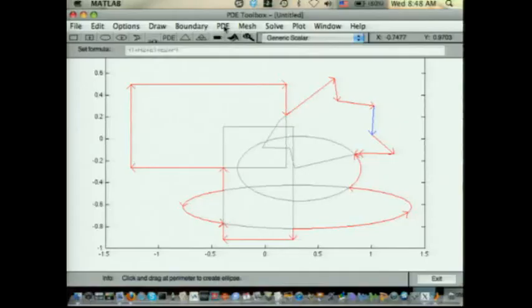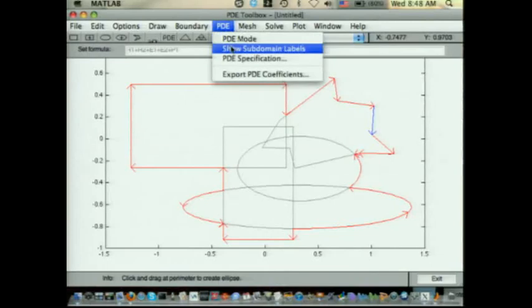And it says PDE. Oh, by the way, there's a PDE button. PDE mode, show subdomains. We're going to come back and do another example. We're going to go through this whole thing, and then we're going to start seeing how we can play around with domains some more. Okay?